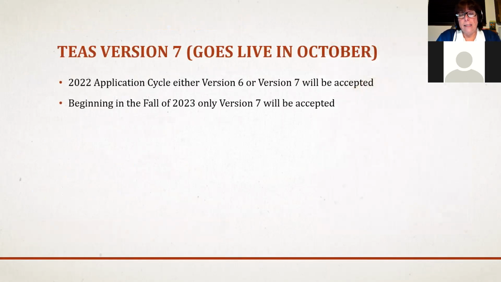A little bit about TEAS. TEAS had a version 6 that has now transitioned to a version 7. And some students have wondered, well, if I took the version 6, do I have to take it again? The version 6 will be accepted up to the application cycle for the fall of 2023. So if you are in the 2022 application cycle, you're applying for spring of 2022, summer of 2022, fall of 2022, we'll accept those versions. Once you begin to apply to come into the fall of 2023, version 7 will have to be the one that you have turned in.